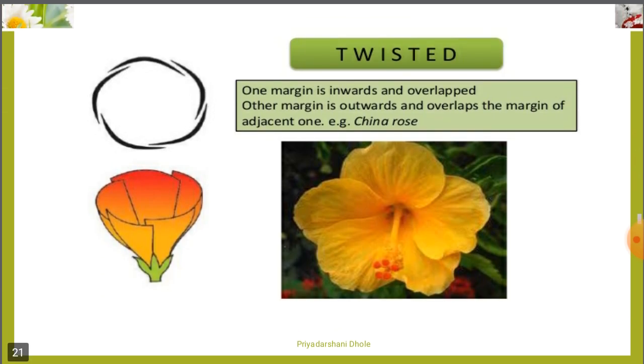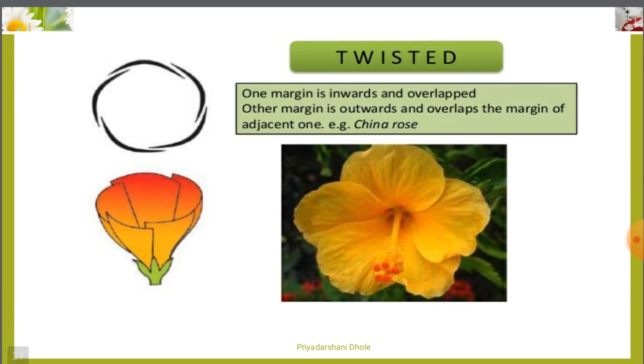Now the second one is twisted aestivation. One margin is inward and overlapped. The other margin is outward and overlaps the margin of the adjacent one, so it is one above the other. One is outside, one inside, and this type of arrangement is called twisted aestivation. Example is China rose.